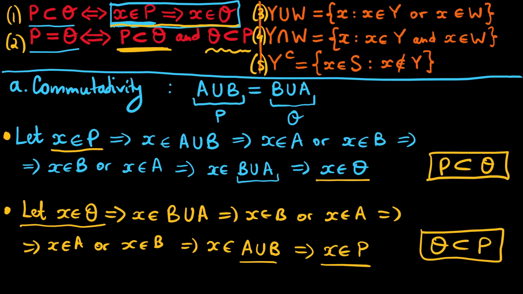Okay, so now we're done with this side here in definition 2. So we've shown that P is a subset of Q, and we've shown that Q is a subset of P. Therefore, we have shown that P is equal to Q, and we are done with this proof. Okay, so that's commutativity. Now let's look at associativity next. Let's see how we prove that one.